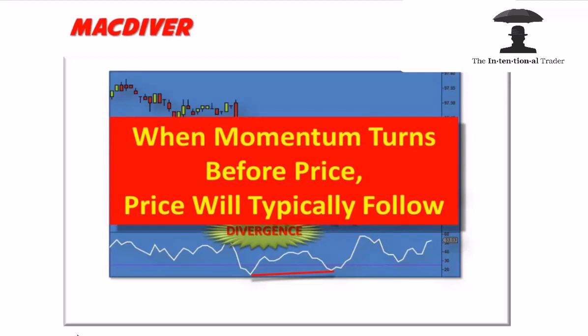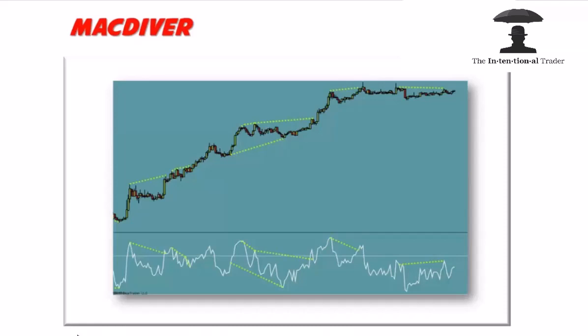One of the reasons divergence is so very powerful is knowing that when momentum turns before price, price will typically follow. Many people believe there's no such thing as a leading indicator. But when momentum turns before price turns, then that is a very powerful leading indicator. Price will almost always follow momentum. So the trick is to learn to identify divergent conditions.